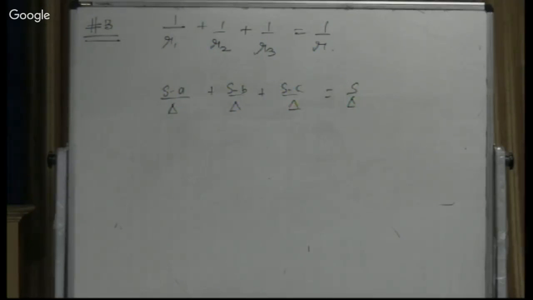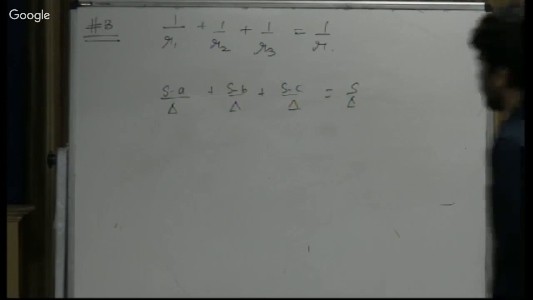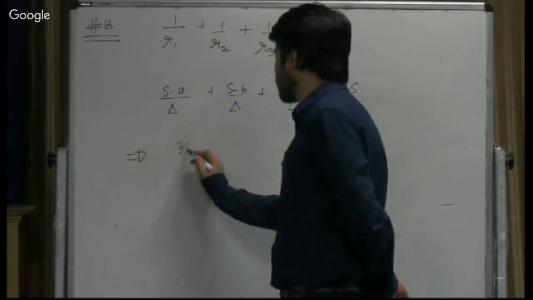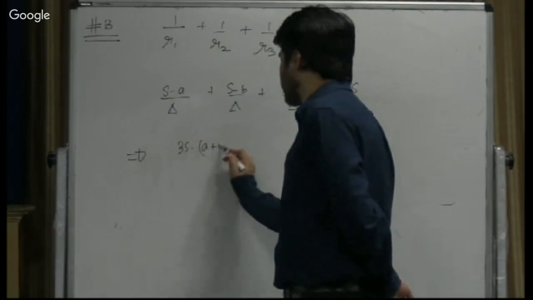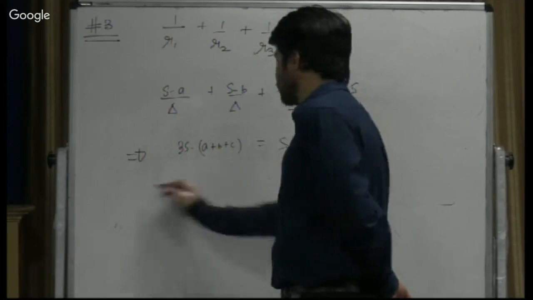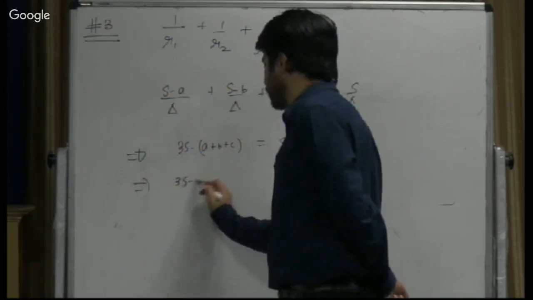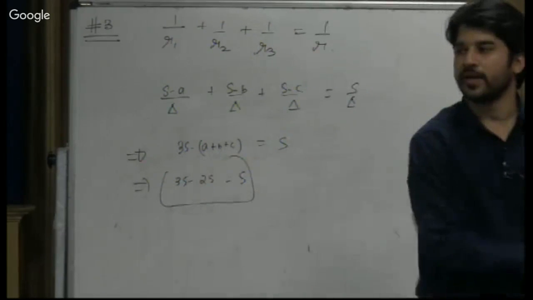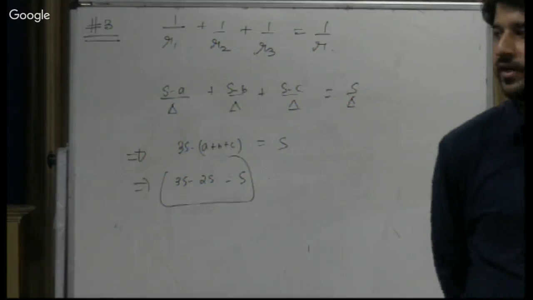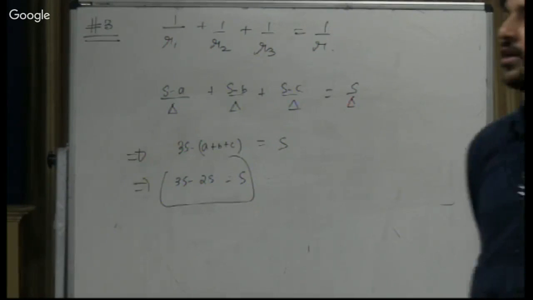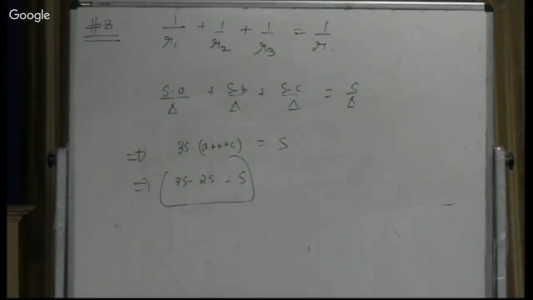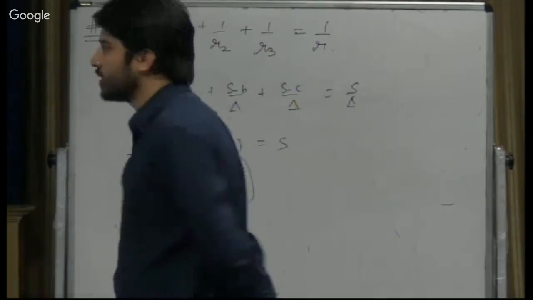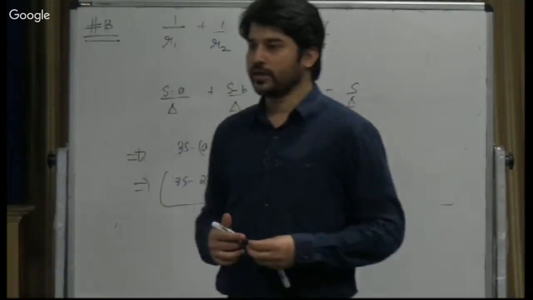Is it true? Look, on the left hand side, delta can be canceled out. On the left hand side what remains is 3S minus A plus B plus C, which is equal to S. So 3S minus 2S, right? Clear? So the third property is also clear. 1 upon R1 plus 1 upon R2 plus 1 upon R3 is equal to 1 upon R. No issue with this? Okay.